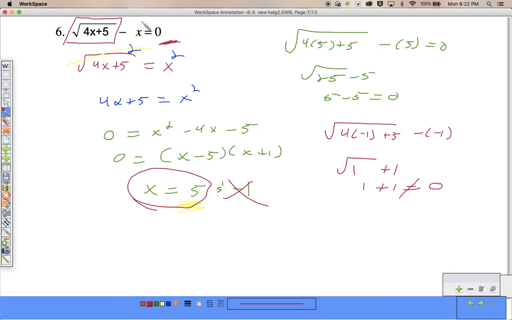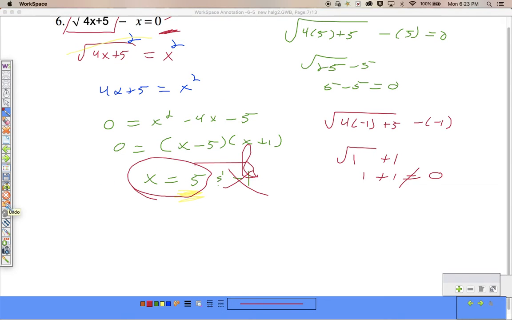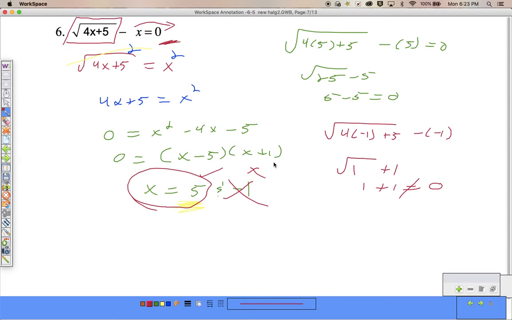So the difference on this one: add an x to the other side, square both sides, giving you an x squared, which should make you think that we need potentially two answers. So I factor, get two answers, and check both. One works. One doesn't. I'm going to keep going.